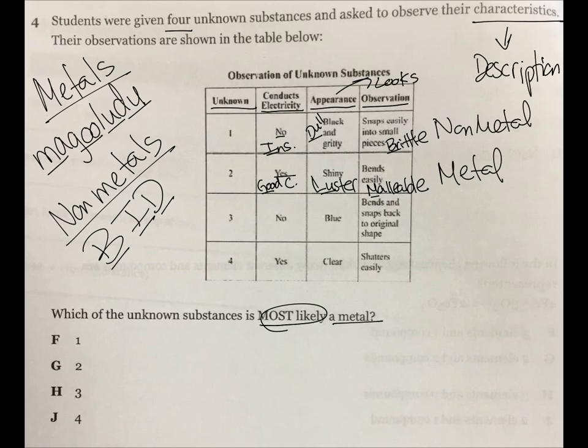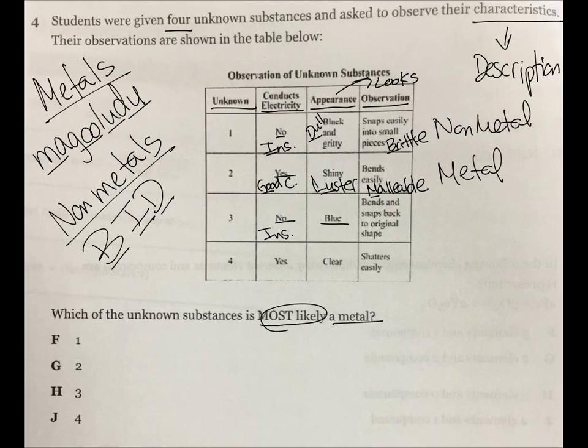Unknown substance 3. Does it conduct electricity? No. So again, it's an insulator, just like the first one. It's blue. So that doesn't really tell us anything. I mean, if it's blue, it could be shiny, it might not. We can't tell, right? We don't know how much light it's going to reflect. So let's just look at the next one.